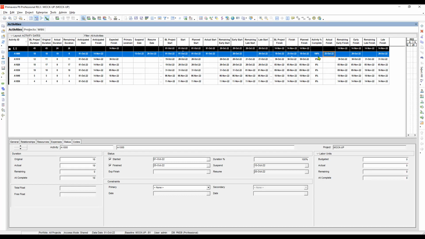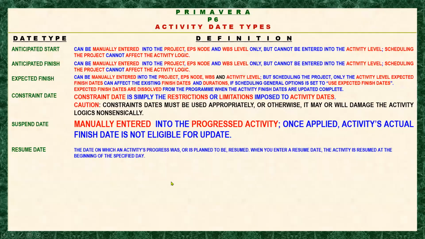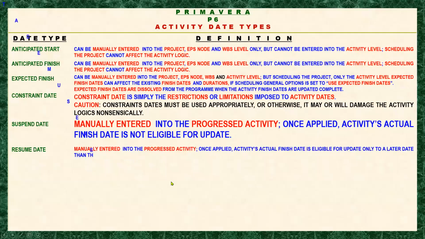So again, we have already our observation. We will retrieve our schedule. We will remove all the actuals. Okay, and suspension dates, they're still the same, right? So we will update our resume date. This is our own observation: manually entered into the progress activity. Once applied, the activity's actual finish date is eligible for update only to a later date than the resume date. Okay, let's move forward.